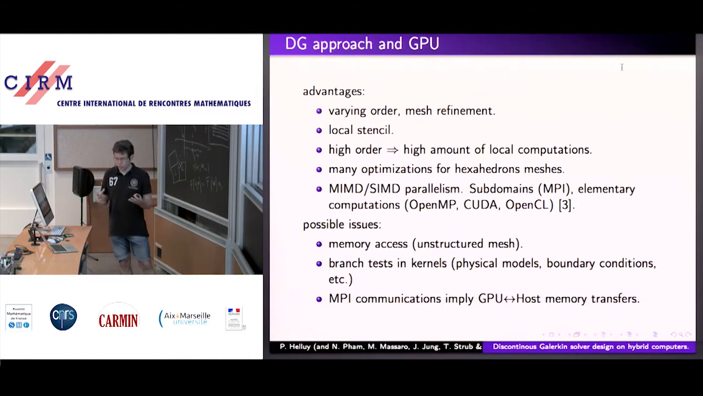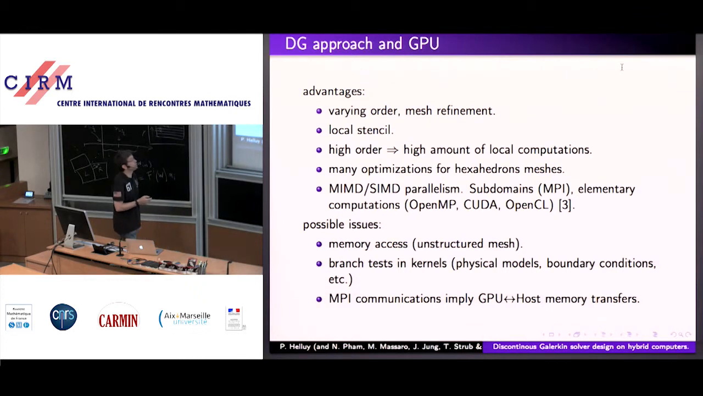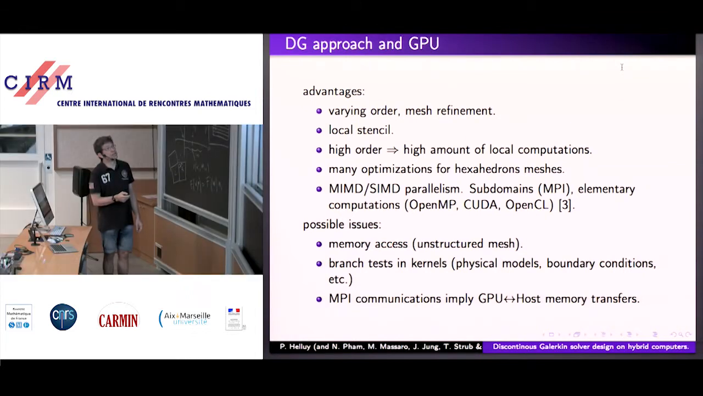So you can very easily use a subdomain decomposition. In each subdomain, you communicate between two subdomains with the MPI library, while all the elementary computations are made with local parallelism, such as OpenMP, CUDA, or OpenCL, of course. You have possible issues, which are the memory access, because you use an unstructured mesh.